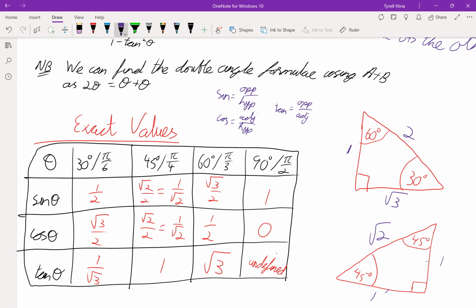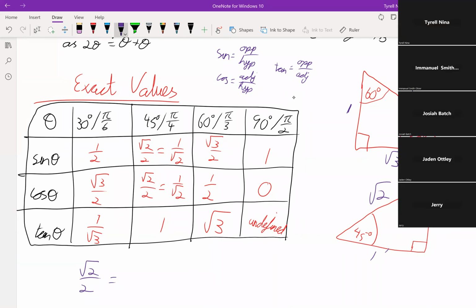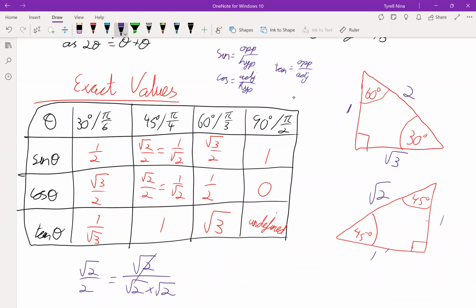So in the exam, you could just learn off these two triangles. Now, how did I get root 2 over 2 is 1 over root 2? Root 2 over 2 is the same as root 2 over root 2 times root 2. That cancels with that, giving 1 over root 2. You could get either form.